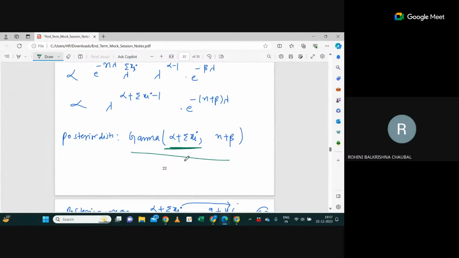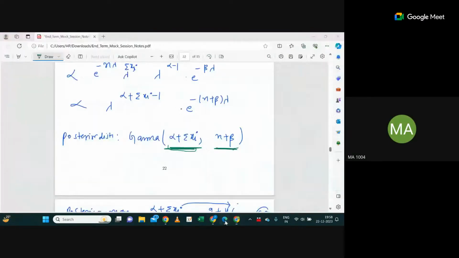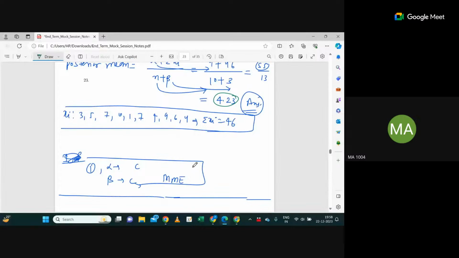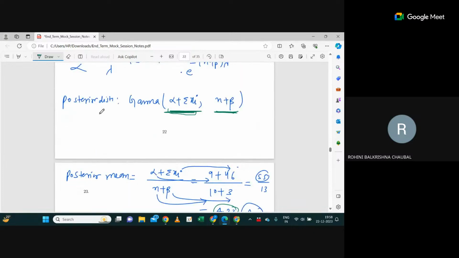So here, sigma xi, this is your whole alpha, and this is your whole beta. Understood? This is the final alpha and beta. Alpha and beta mean the two parameters of a gamma distribution. Alpha plus sigma xi will be 55, isn't it? Yes.